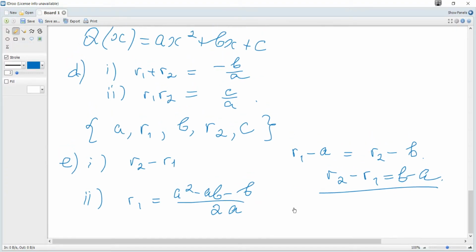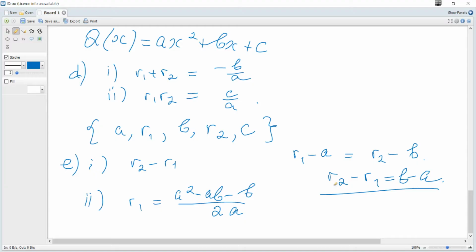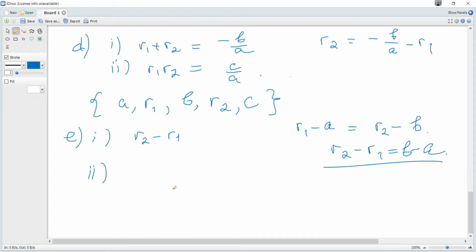So we can see there are R2 and R1, but we need R1 only. It is given that we should use this result, so it will be easier to use this one. So we need R2, so R2 is minus B over A minus R1, and hence we get minus B over A minus R1 is B minus A.